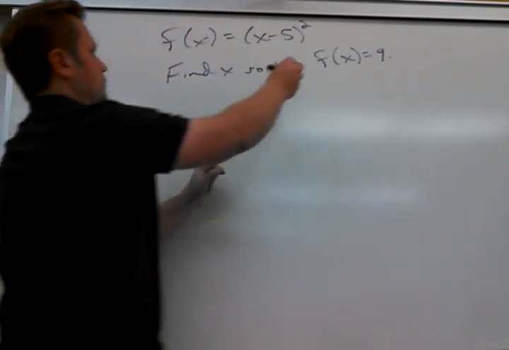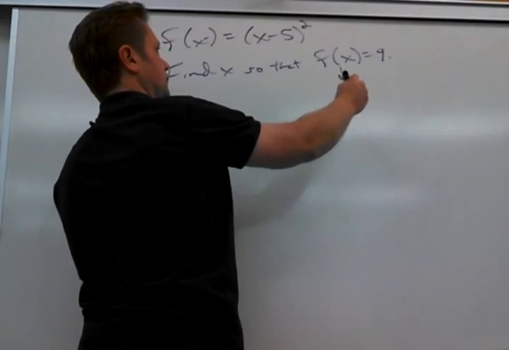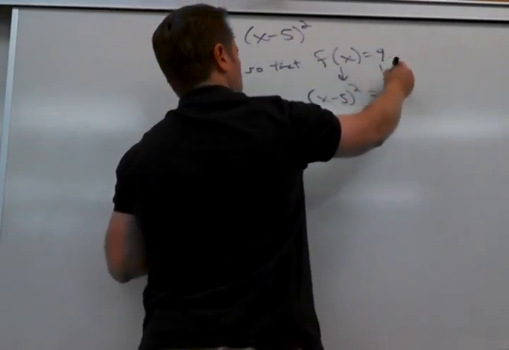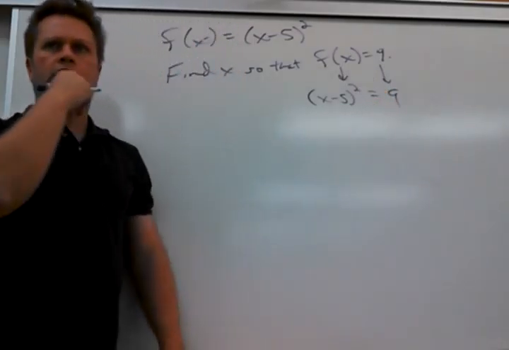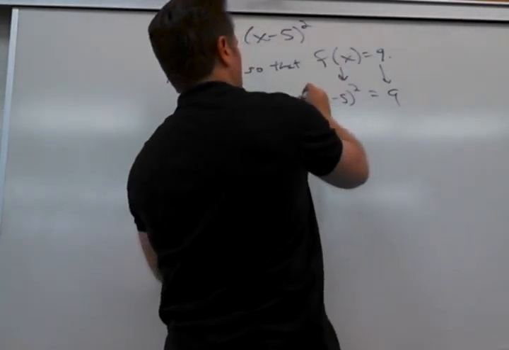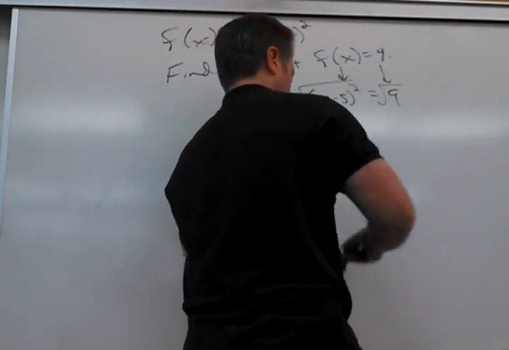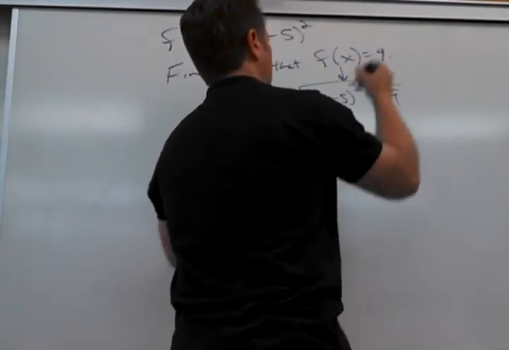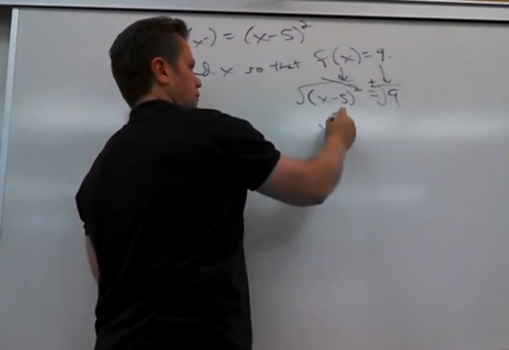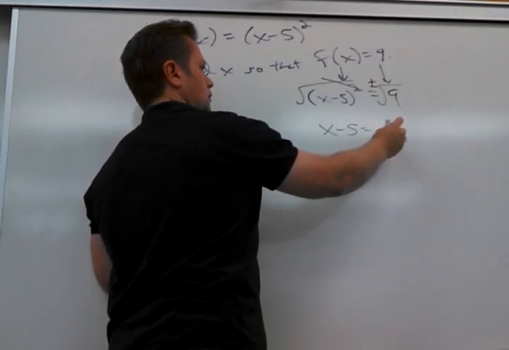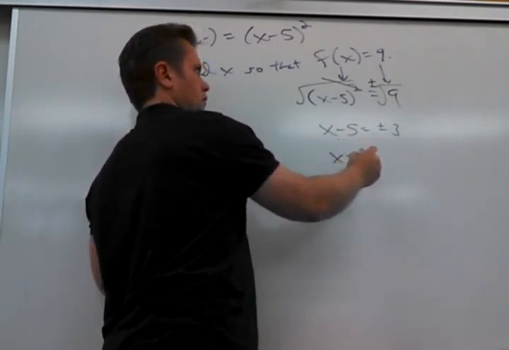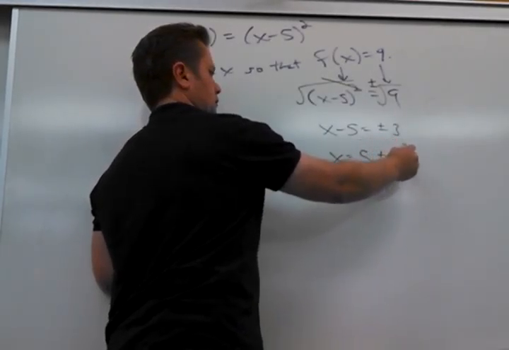But they didn't say that. They said make f of x, and what's f of x? x minus 5 squared. Make that equal 9. And then how do you solve that? You square root. And the minute you do that, plus or minus. So those go away. x minus 5 equals plus or minus 3.